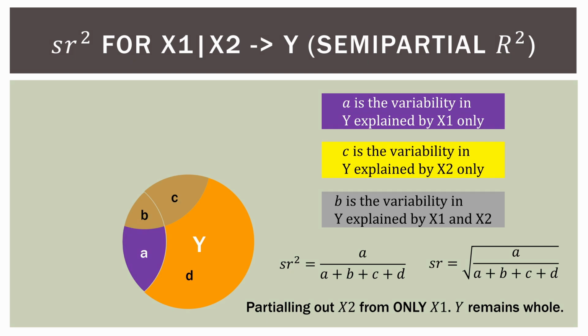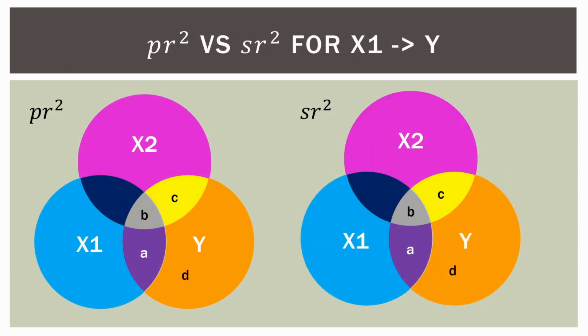So we're partialing out X2 from only X1, but Y remains whole. See the difference? In partial R squared, B and C were gone. In semi-partial R squared, B and C remain, because we're looking at the overall proportion of A relative to the entire variation in Y.